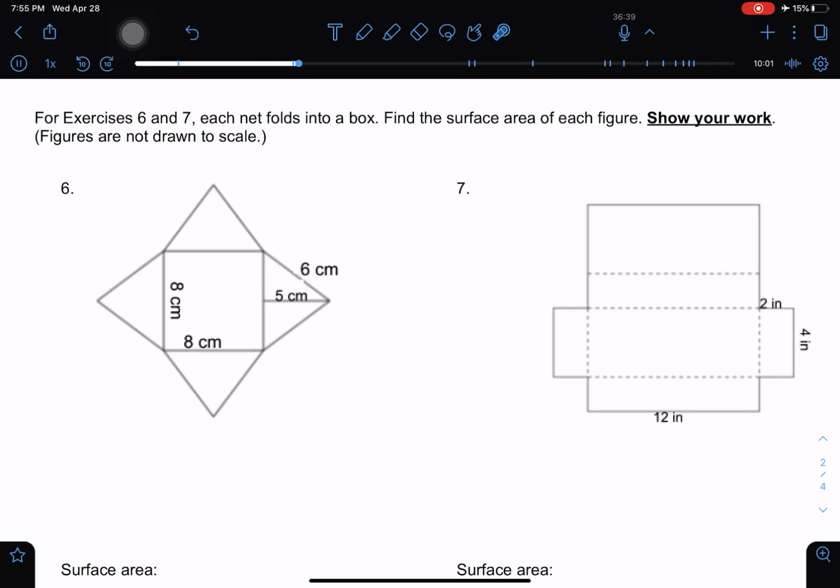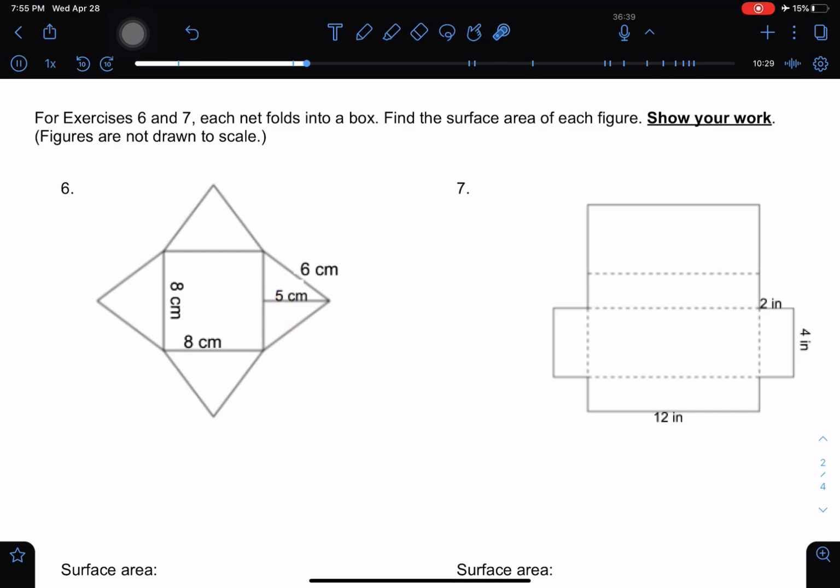So going in with number 6, we know that there are a total of 2 different shapes, which means we are going to have to find the area using 2 different formulas. Again, surface area is the total area of all objects combined, so we are going to find the area of each individual shape that we see, and then our final step would be to add up those areas together.